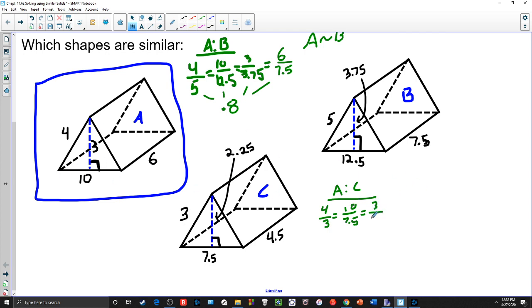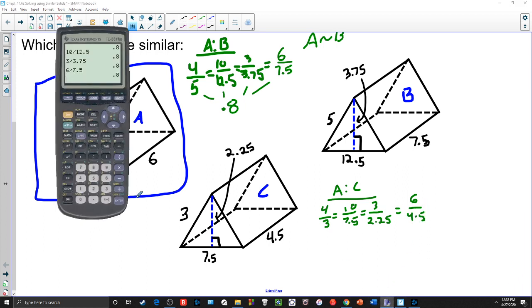So 3 and 2.25. And then 6 and 4.5. So 6 over 4.5. So let's check to see if these come out. So 4 divided by 3 is 1.3 repeating.